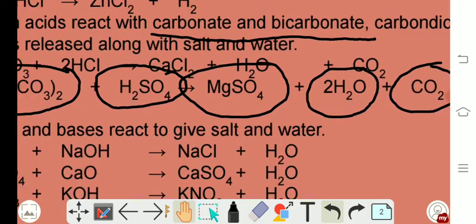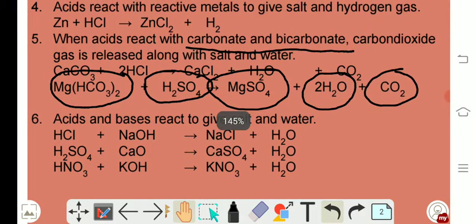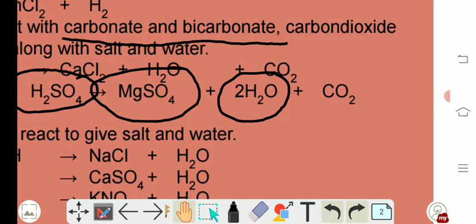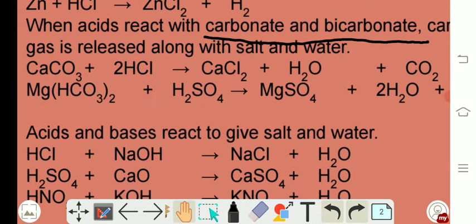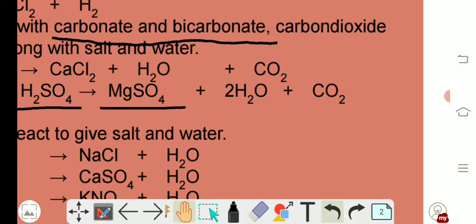What kind of question may you get in the exam? What happens when sulfuric acid reacts with magnesium bicarbonate? What is the molecular formula of magnesium bicarbonate? The molecular formula for magnesium bicarbonate is Mg(HCO3)2. When magnesium bicarbonate reacts with sulfuric acid, magnesium sulfate, water and carbon dioxide gas are obtained.